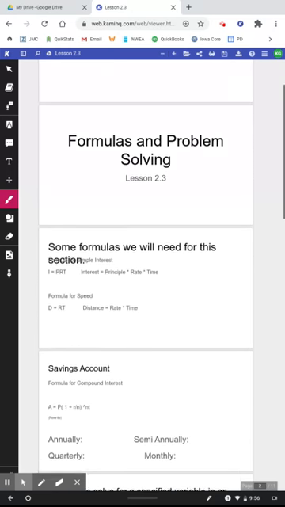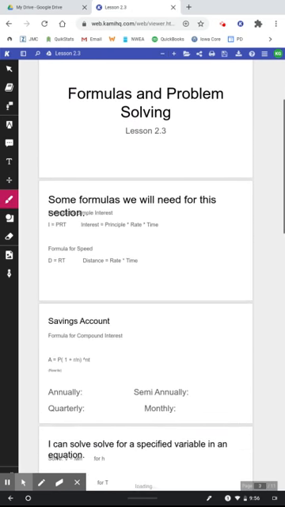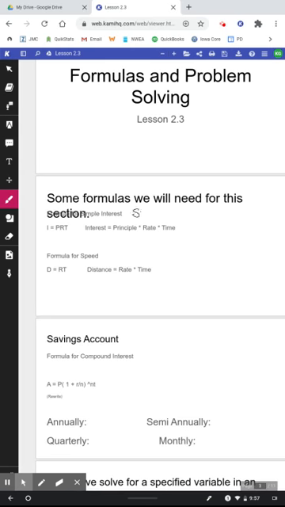Chapter 2, Lesson 3 is formulas and problem solving. So here are some formulas we're going to need for this section. The words got a little cramped there. Okay, so the first one there that you can hardly kind of read says simple interest.